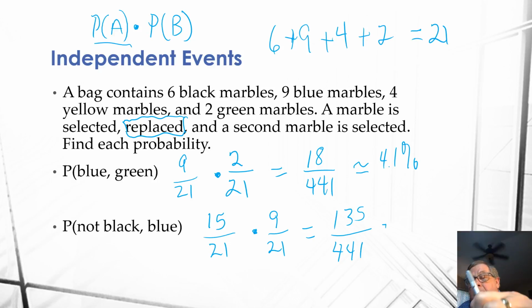And what's the approximate percentage of that? Let's see, 135 divided by 441. And so that's approximately 31%. Or if I rounded it to the nearest tenth of a percent, I guess I could say it's 30.6%. All right, next up we're going to look at dependent events, where the outcome of the first event does affect the outcome of the second.